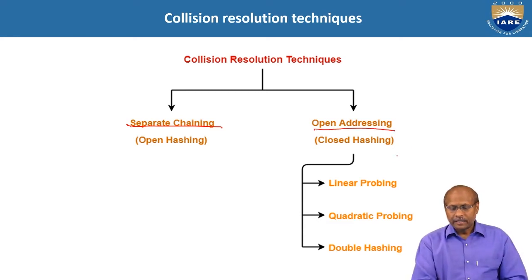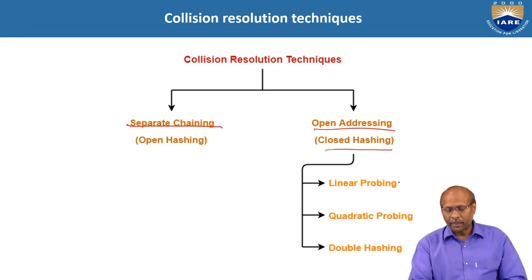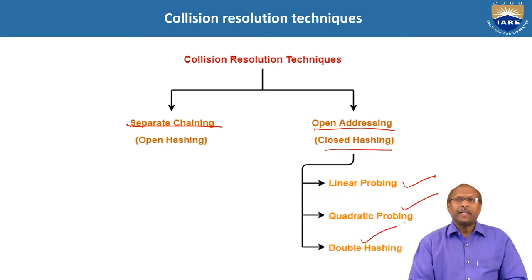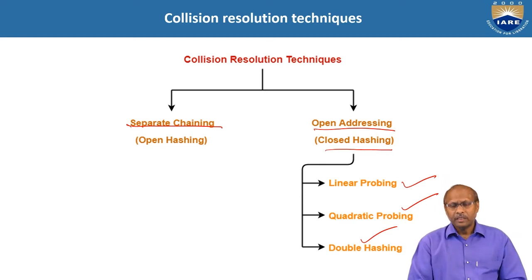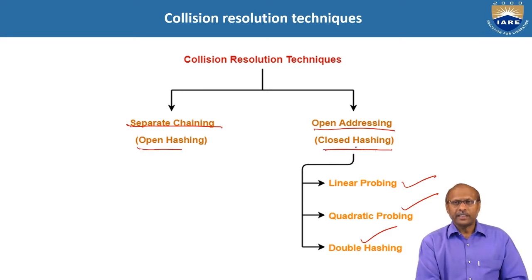Open addressing is also known as closed hashing. There are various types of open addressing techniques: linear probing, quadratic probing, and double hashing. So you can use any of the techniques to resolve the collision. Please remember, collision resolution techniques are of two types: open hashing and closed hashing. Open hashing is nothing but chaining, and closed hashing may be linear probing, quadratic probing or double hashing.